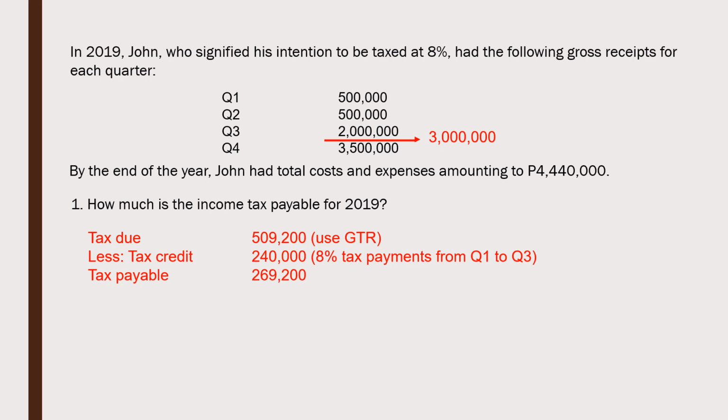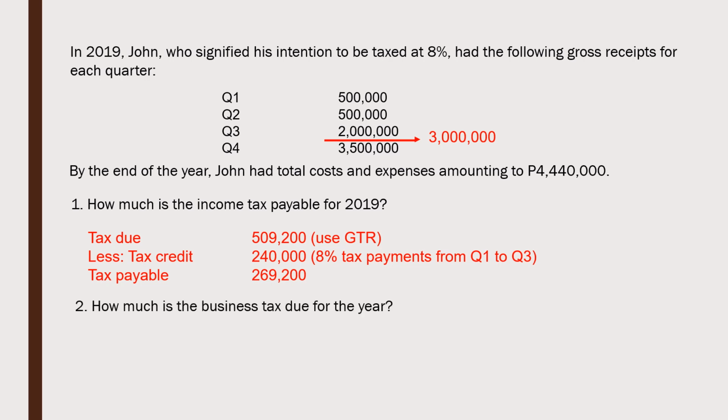The tax credit is the 8% tax payments from quarter 1 to 3, which is just 3 million times 8%. So the tax payable for 2019 remains to be 269,200.